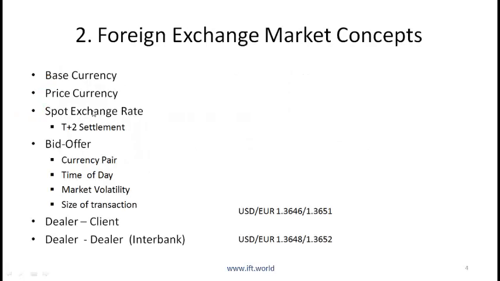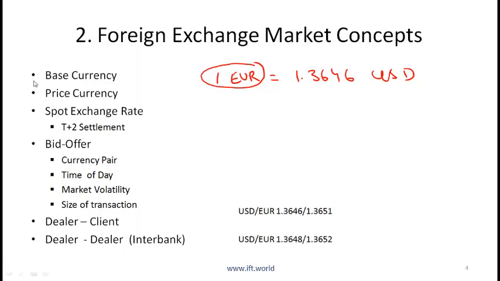Let us now talk about some basic terminology in the foreign exchange market, and we will understand this through an example. Say we have the following spot rate. 1 euro is equal to 1.3646 US dollars. So if you are given this information, the first thing that you need to understand is that the currency of which we just have one unit, so in this quote where we have 1 euro equal to 1.3646 US dollars, the euro is the base currency because this currency has only one unit.